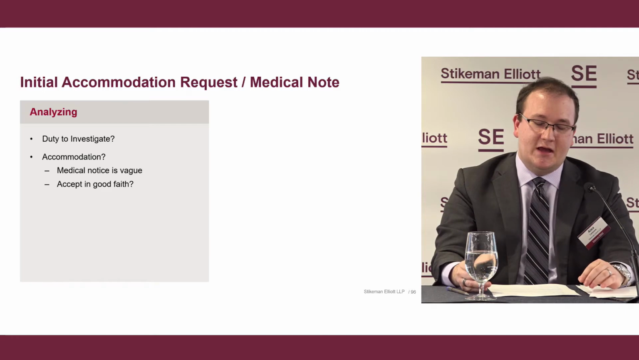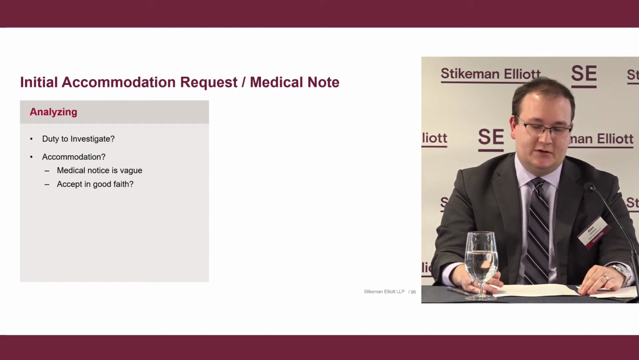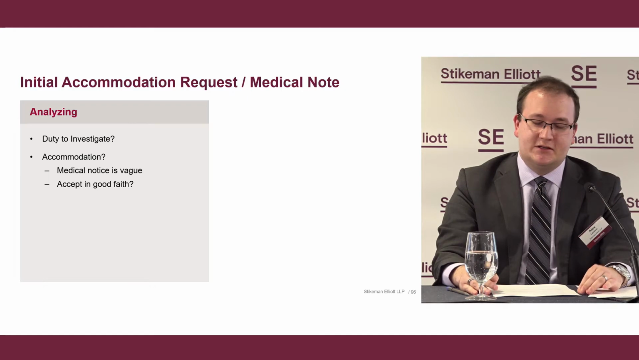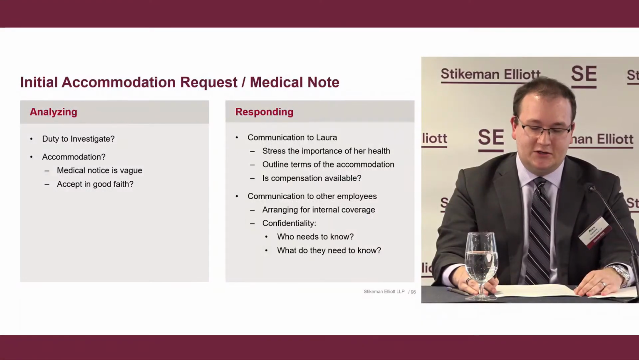So next, let's look at the actual accommodation request. Remember that the note is vague. It's probably about as vague as it can get. It doesn't use the word accommodation, doesn't use the word disability. We do have to look at the substance of the note, again, not the form. So unless Laura was somehow perhaps tipped off about her termination, there doesn't really seem to be a legitimate reason not to accept this request for accommodation. So we should probably accept it in good faith. So now what do we do? How do we respond? So first, let's think about our communications to Laura.